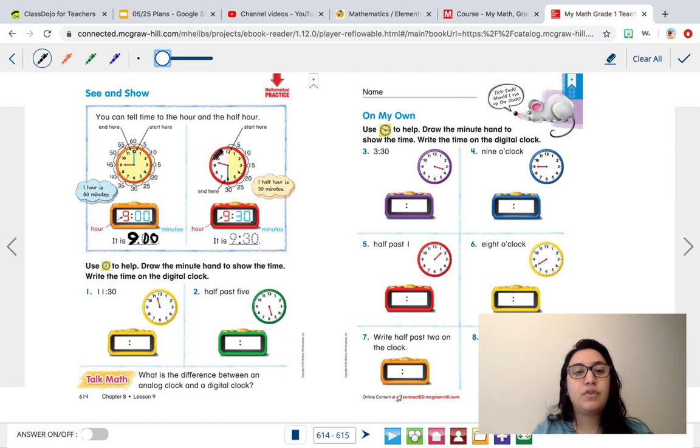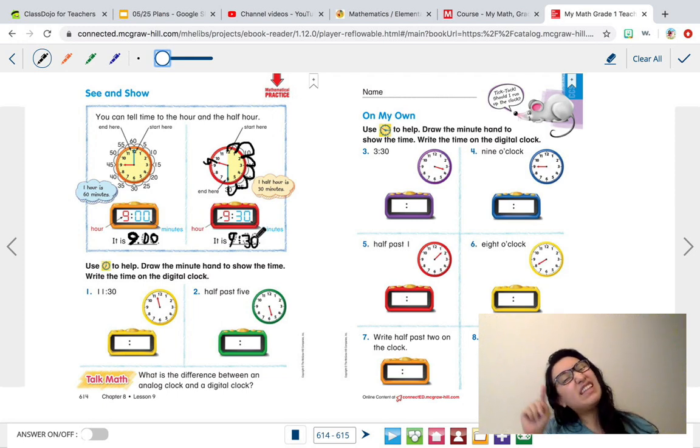Okay? Now here, the hour hand is between the 9 and the 10. So we're going to go back in time and pick 9. So 9 is the hour. And the minute hand is on the 6. So that means we're going to start at 0, 5, 10, 15, 20, 25, 30. So the time is going to be 9:30.